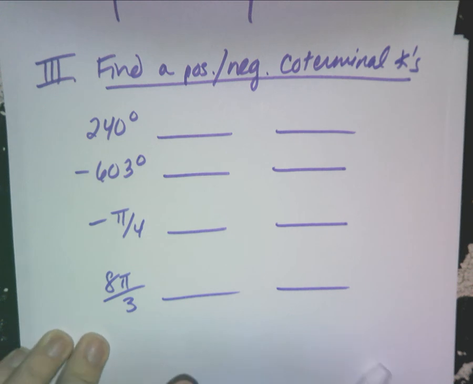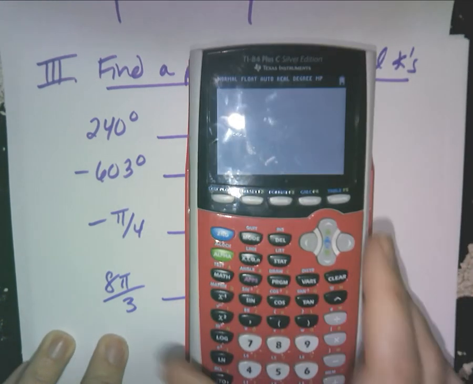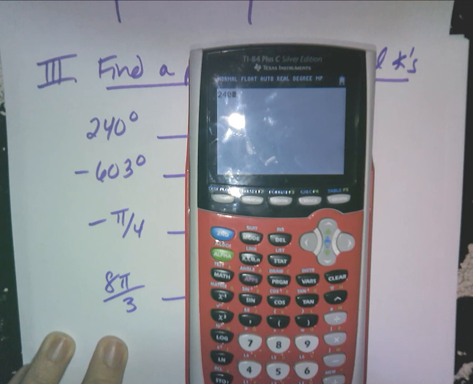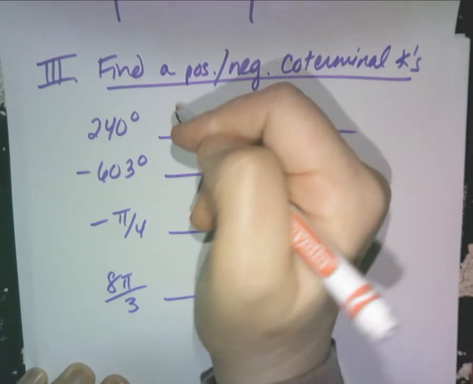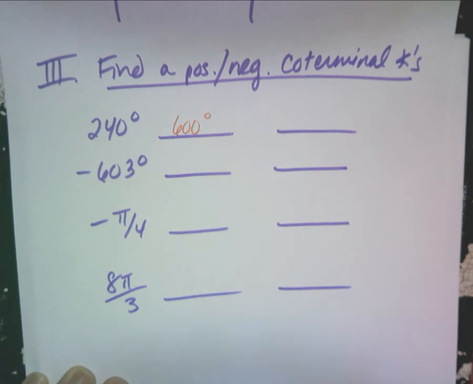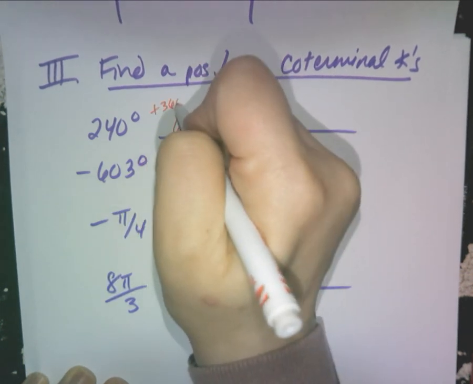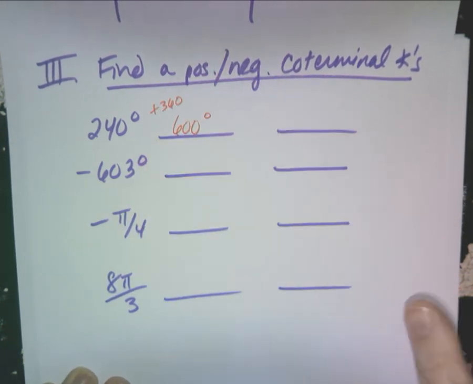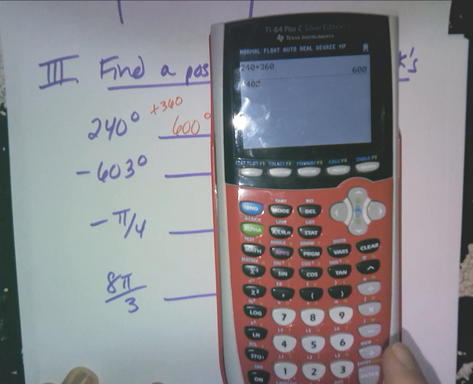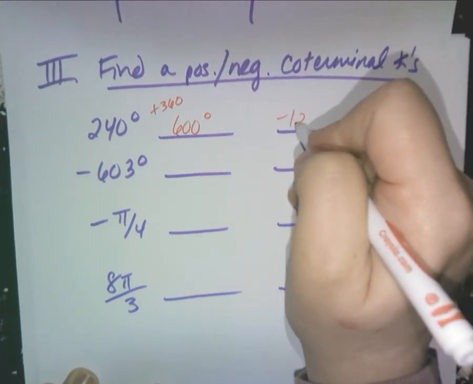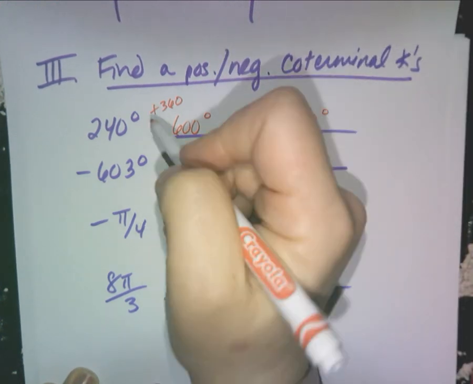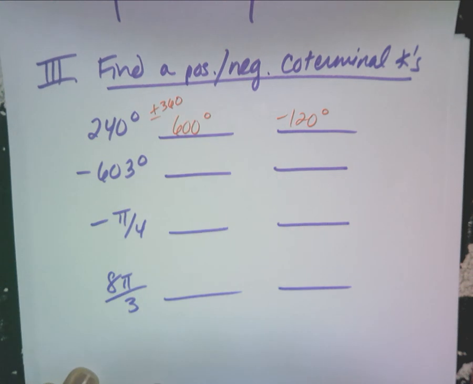Okay, so degrees is super, super simple. You take 240 and you go like this: plus 360, boom, 600. There's a positive. You add 360. To find a negative one, take 240 minus 360, negative 120. Done. You add and subtract 360.